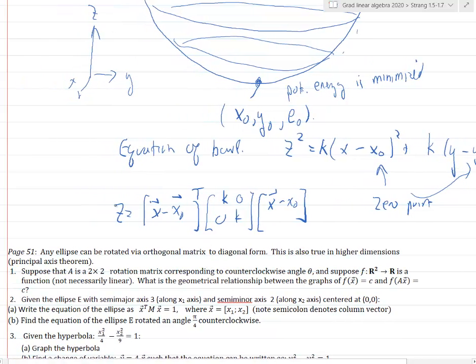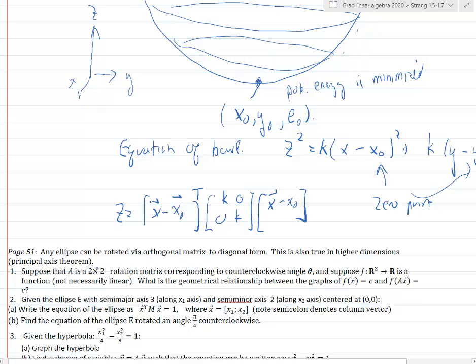All right. So page 51 says any ellipse can be rotated by an orthogonal matrix to diagonal form. So here's a diagonal form. It turns out I can rotate. Now, what does that mean? That's what orthogonal matrix means. To rotate a matrix means to do a similarity transformation with an orthogonal matrix. All right. So any ellipse can be rotated by an orthogonal matrix to diagonal form. This is also true in higher dimensions. This is called the principal axis theorem. Now, I'm not going to prove it, but it's important to get the intuition. You get the intuition in 2 dimensions, and a lot of the same things work for higher dimensions.